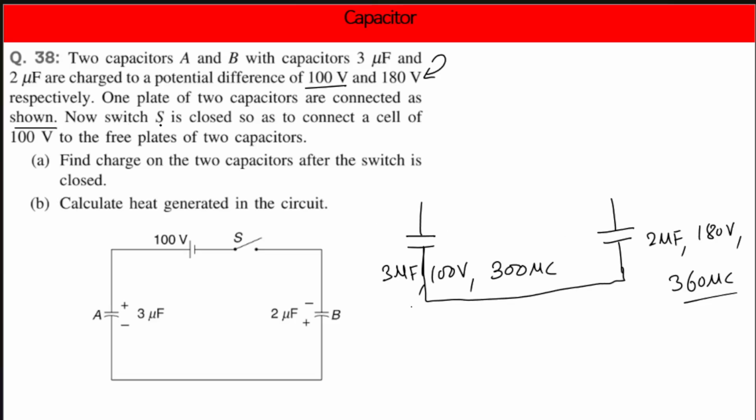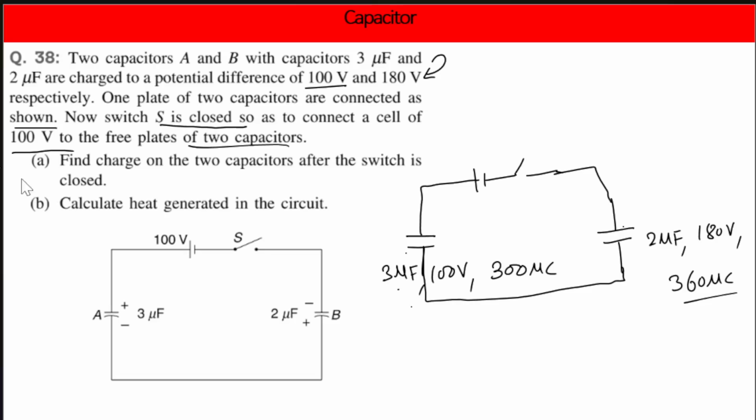Now switch S is closed so as to connect the cell of 100 volt to the free plate of the two capacitors. Initially only the bottom plates are connected and there is a battery over here with one switch, but these two plates are not connected initially. After a certain time, when the connection is made, we are asked to find the charge on the two capacitors. So what will be the charge on this 3 microfarad and 2 microfarad? How to navigate through this question?